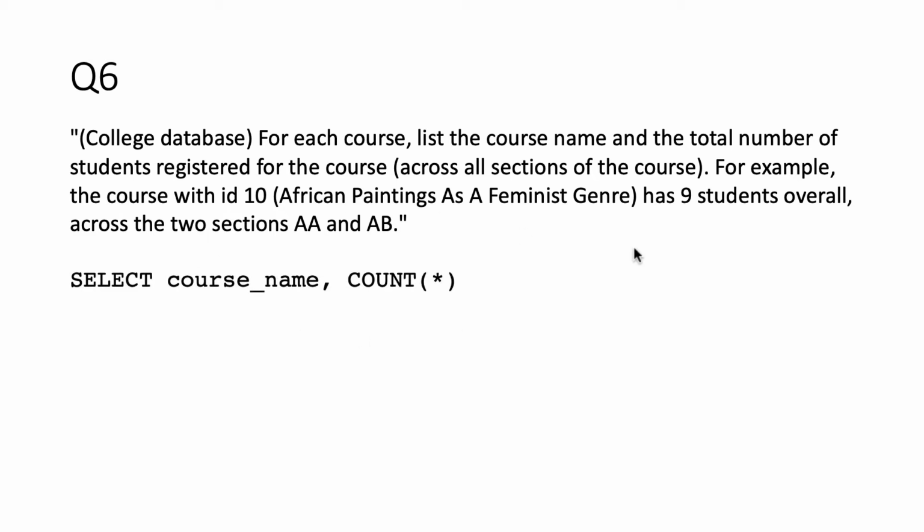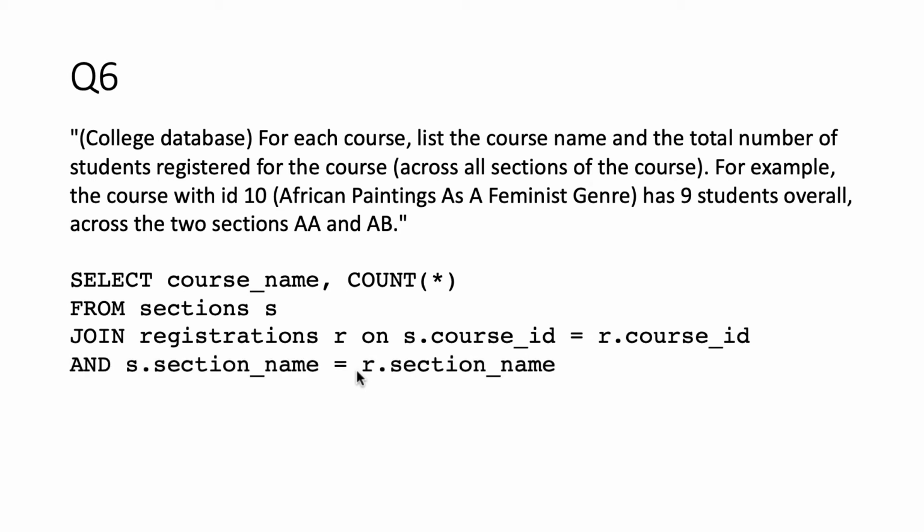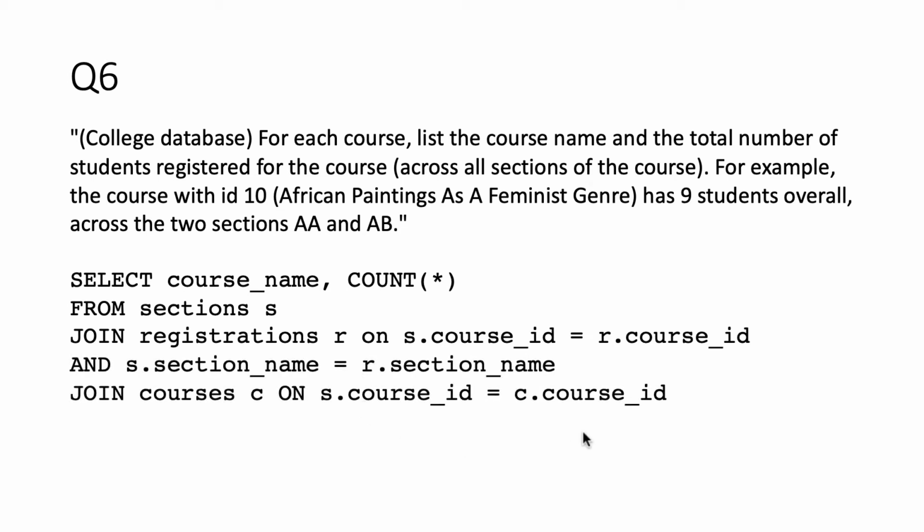Okay, so here I'm saying select course name, count star, and what I'm doing is joining sections to registrations as before. Okay, and then joining courses. And then of course we are going to group by course name and select the count. Okay, so we are going from sections to registrations to get the number of registrations and then joining it to the course and grouping it by course name, and we're getting the count star.